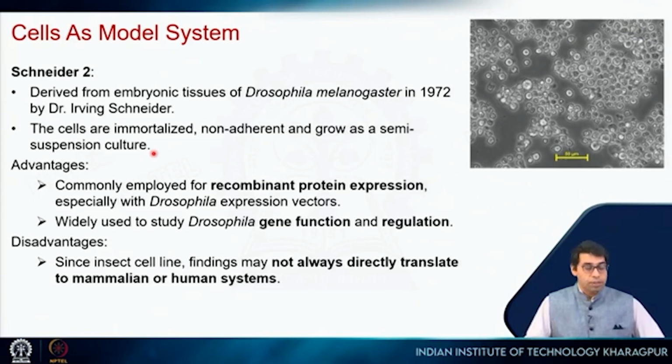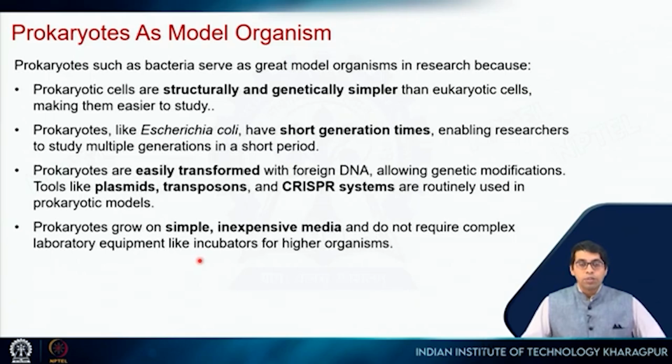So these are also cells which are very robust system for expression of recombinant proteins, especially if those are coming from a Drosophila or some other organisms like this. So these are widely used to study Drosophila gene function and regulation. Since it's an insect cell line, findings may not always directly translate to mammalian or human systems. So one has to be aware about the limitations of this particular cell line. So these are the three cell lines that are derived from eukaryotes.